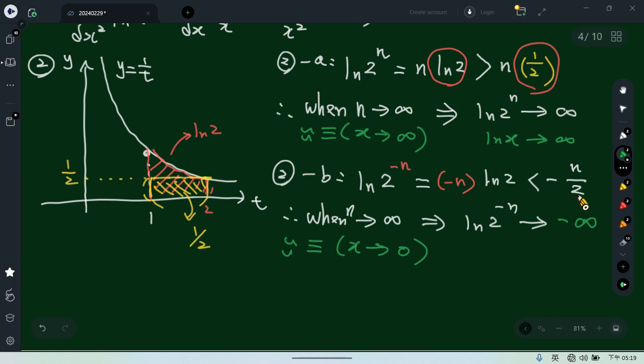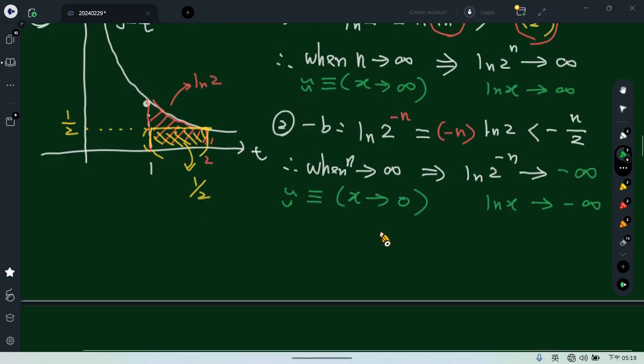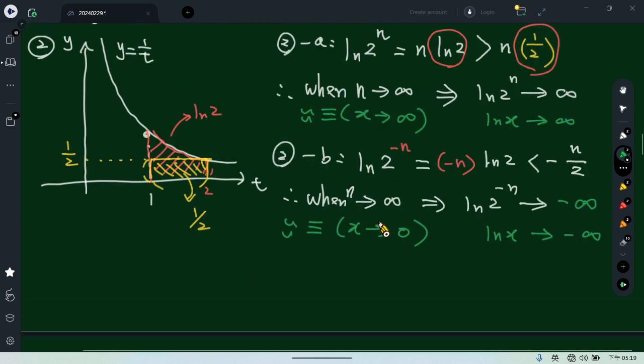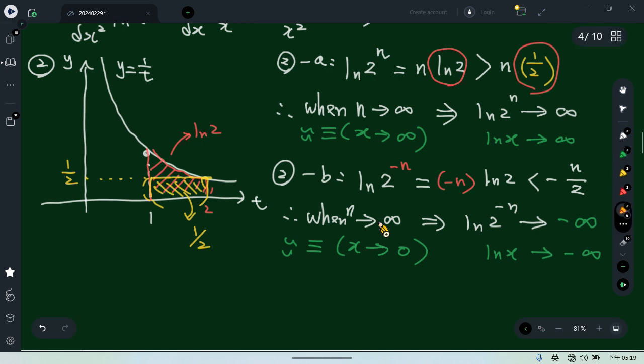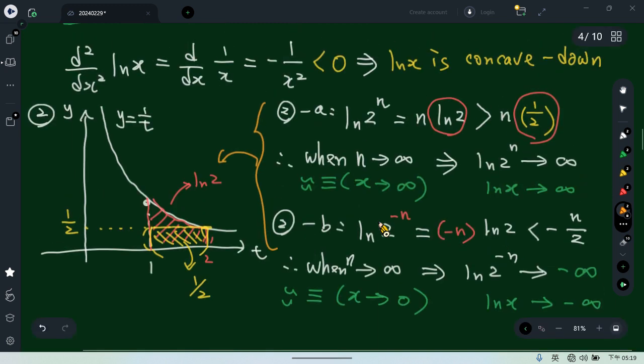So finally, you can see ln x also approaches minus infinity when x is less than 1. So based on these two results, you can find the function value will be, I will use another figure. The result will be like this.